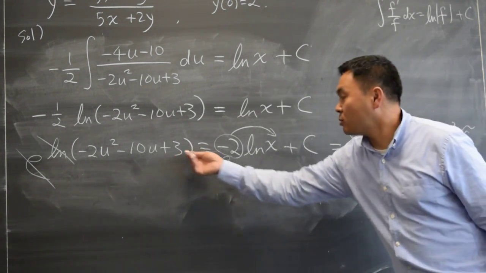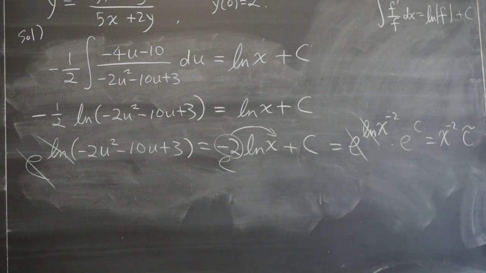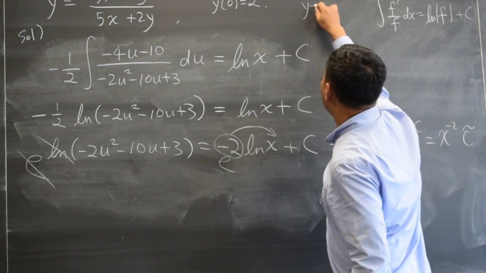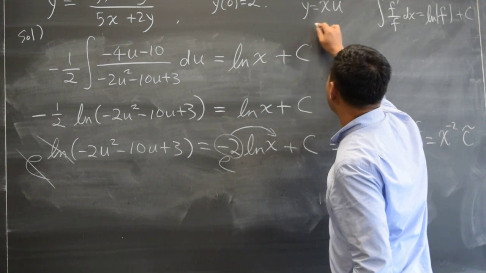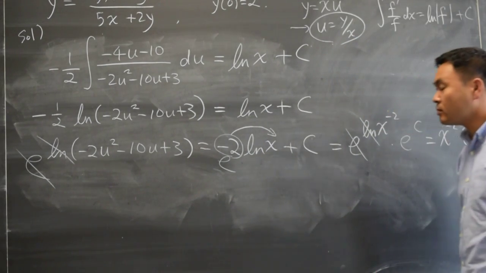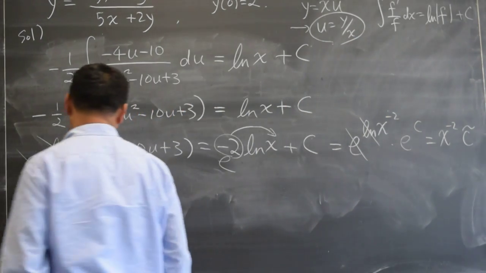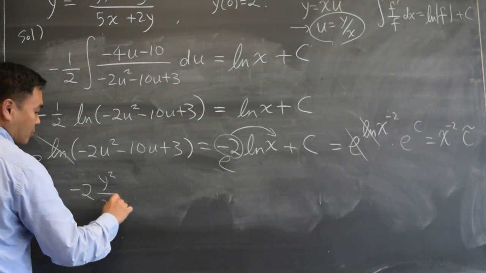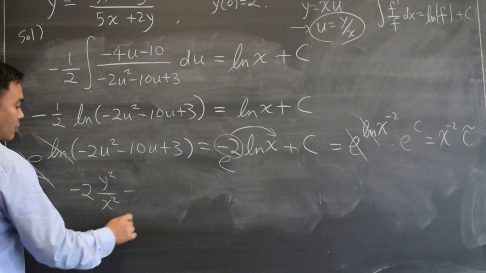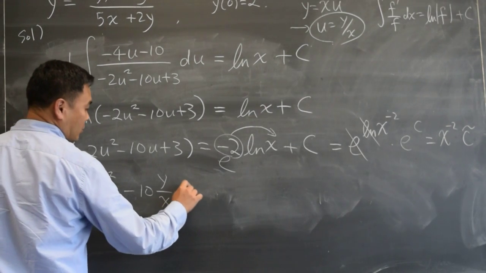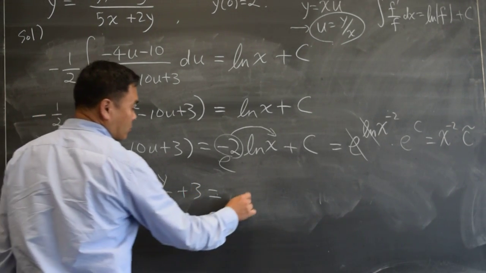See, I have this equal to that. But remember, what was u? y was equal to xu, so u is y over x. u is y over x. Okay. So you have to replace that. So you have negative 2 y squared over x squared minus 10 y over x plus 3 equal to some c tilde.